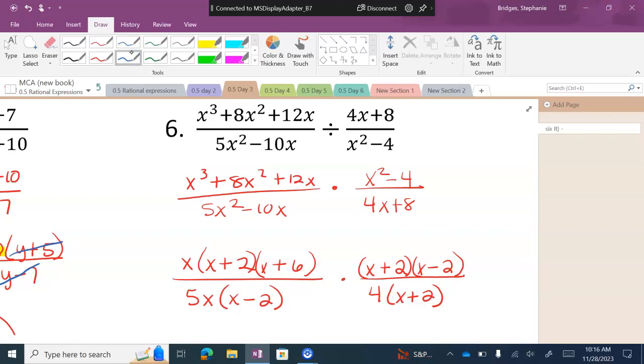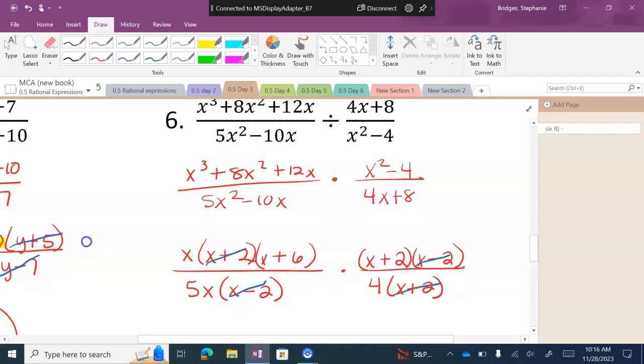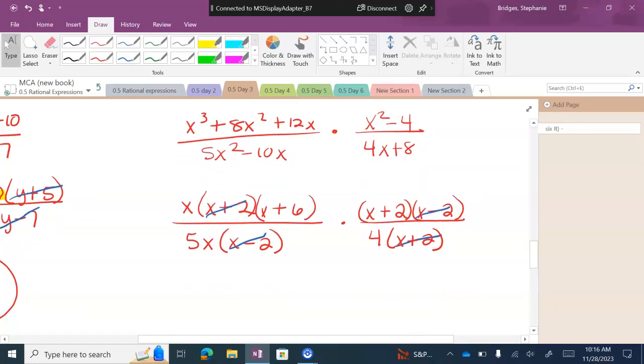Tell me what to get rid of. I got an x plus 2, one for one. Even though there are two x plus 2's at the top, I can only get rid of one of them. What else? X minus 2. Anything else? All right, at the top, I have an x plus 6 and an x plus 2. So I'm going to write those all next to each other. And at the bottom, I have a 5x and a 4 left, which is just going to give me 20x.